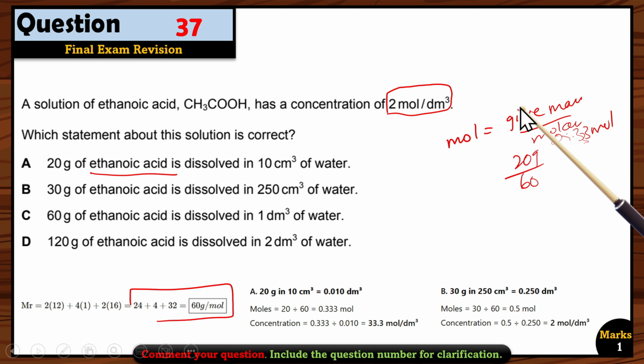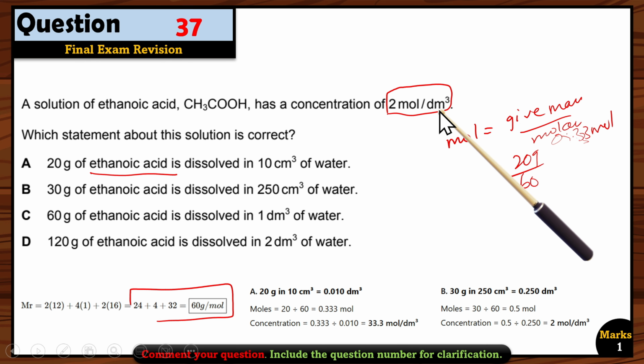So if you see 0.33 mole, how can you calculate the concentration? Simply, the concentration formula is 0.33 mole divided by 0.10. This is your volume, right? You just have to divide by the volume, and then you will see the concentration is just 33.3 mole, right?